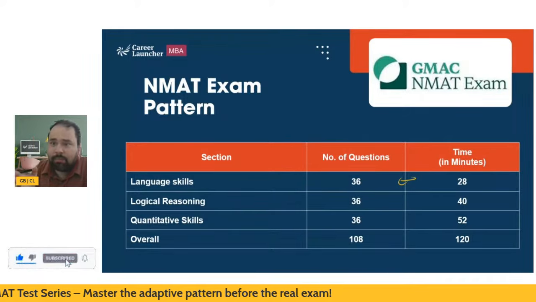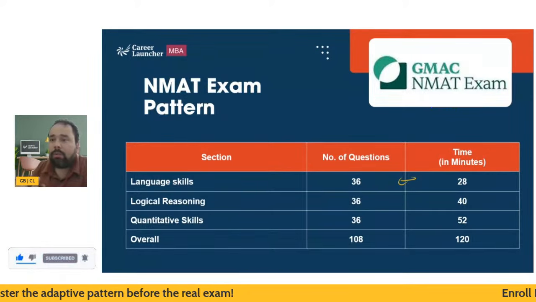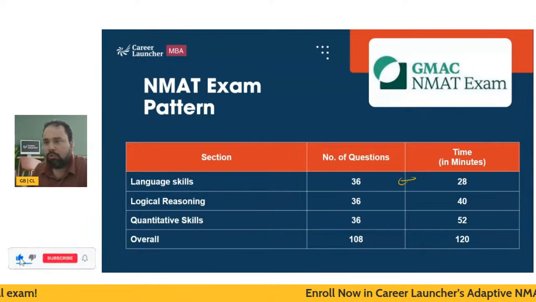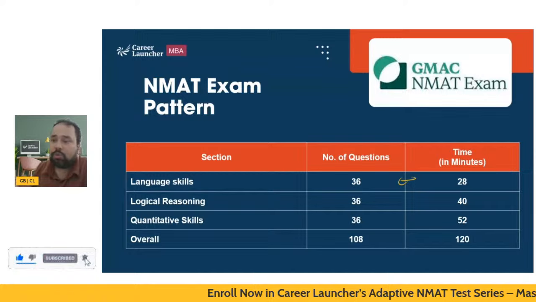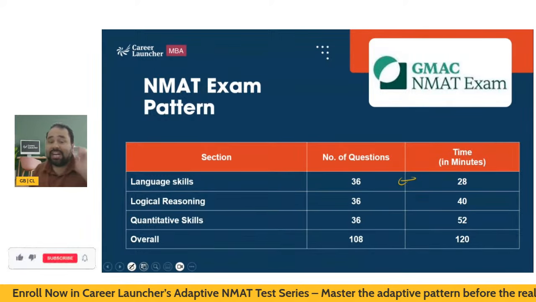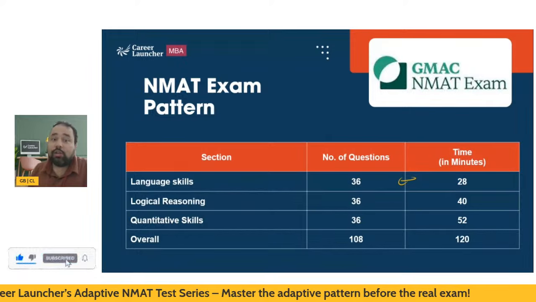Also timed है, but timed के साथ एक और problem क्या है? You cannot go back to any question. Once you answer a question, you move to the next one. You cannot go back to that previous question. So you have to be very careful while answering it, especially if it is a question that you're comfortable with and confident of.